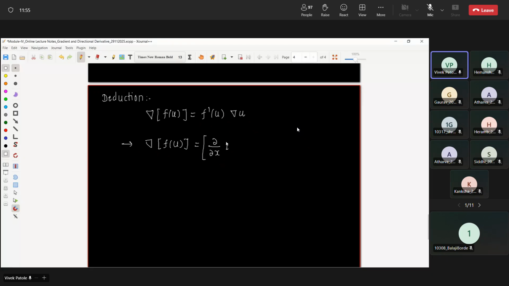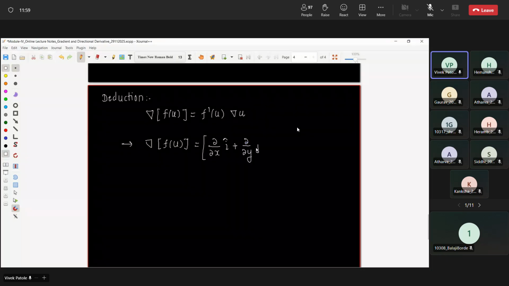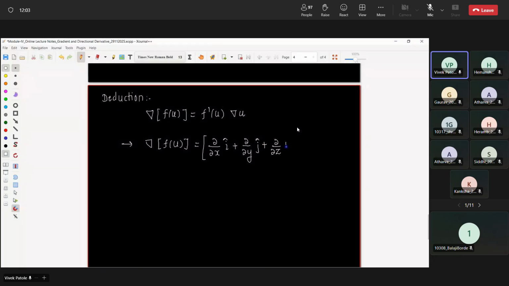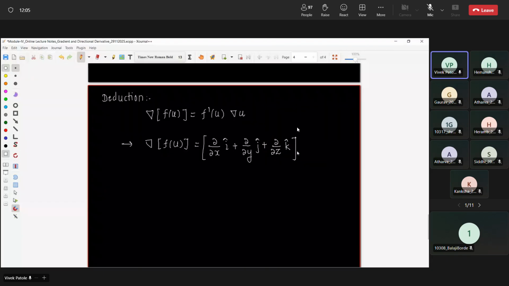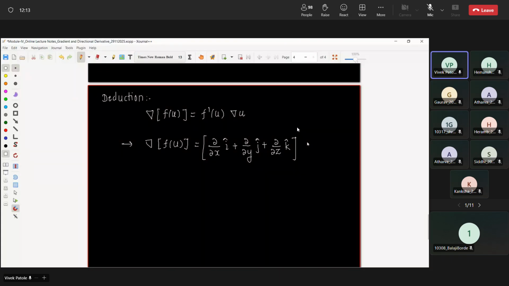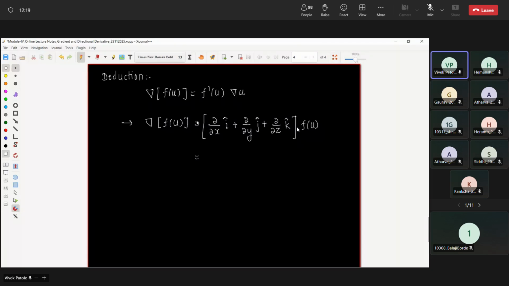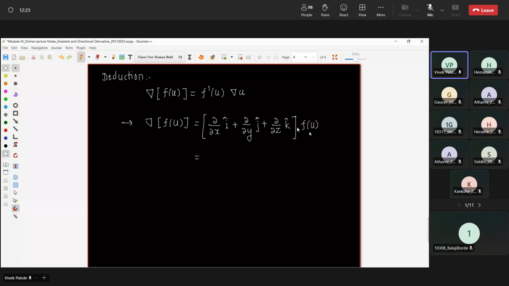So ∂/∂x i cap plus ∂/∂y j cap plus ∂/∂z k cap. Unless and until it is mentioned in the example, we are always going to consider the del operator in three dimensions. Okay, i, j, k only we are going to consider, not two dimensions. If it is mentioned, then only we are going to consider two dimensions. Now we have to operate this, f of u is a scalar point function.